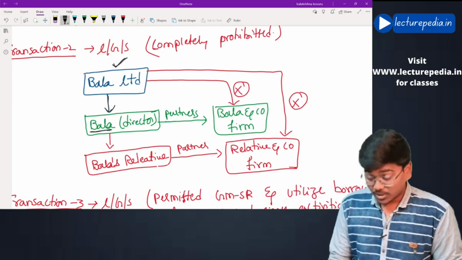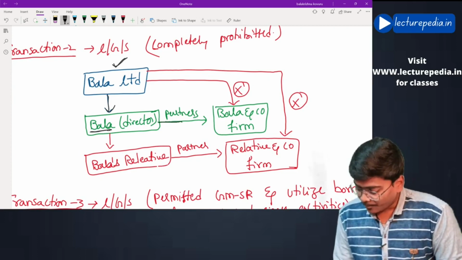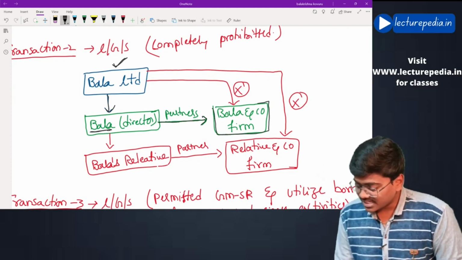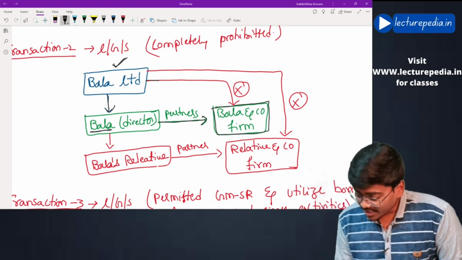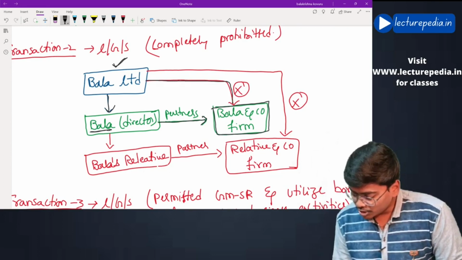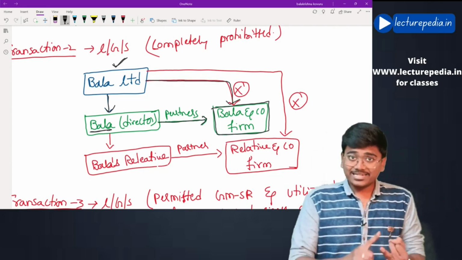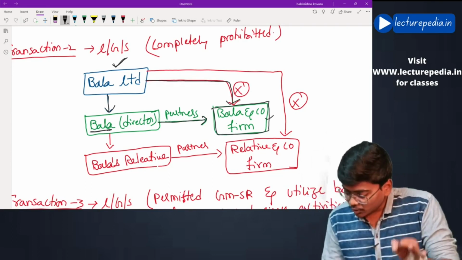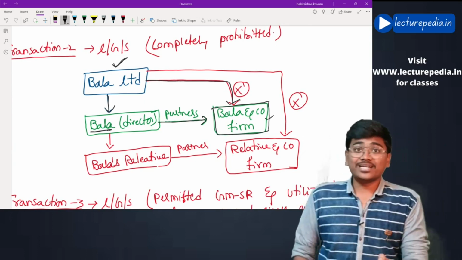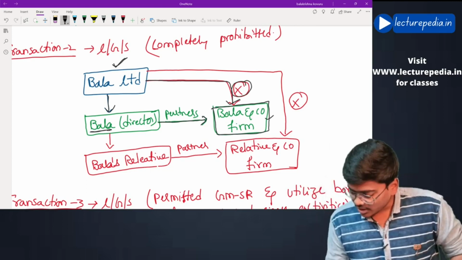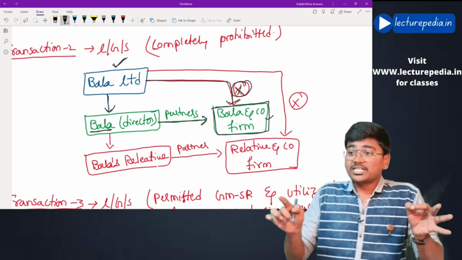Now this Bala is a partner of Bala and Co, which is a partnership firm. Now this Bala Limited wants to give loan, guarantee, security to Bala and Co partnership firm, in which one of its directors is a partner. Whether it can give or not, it cannot give, which is completely prohibited.